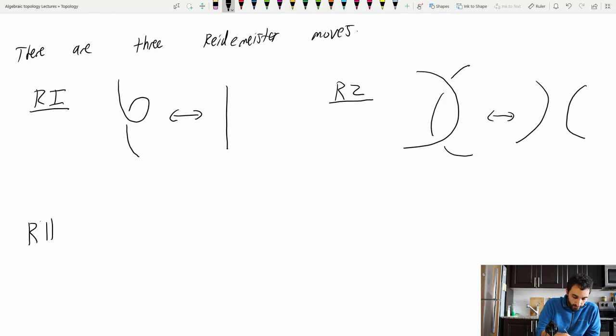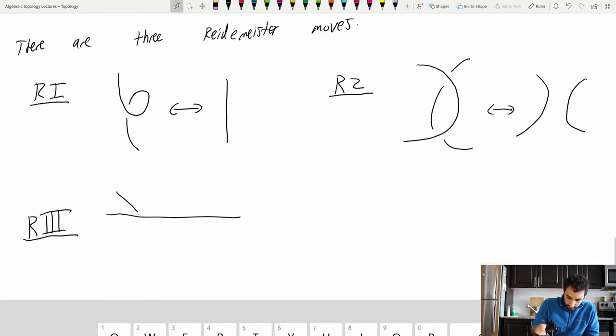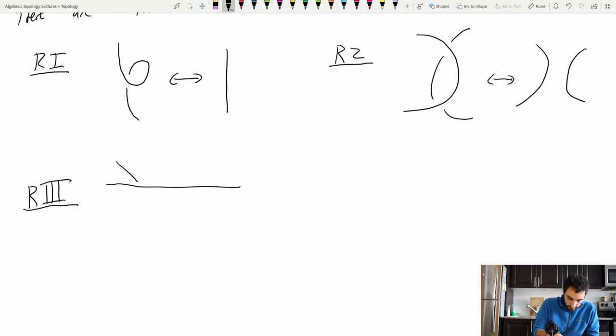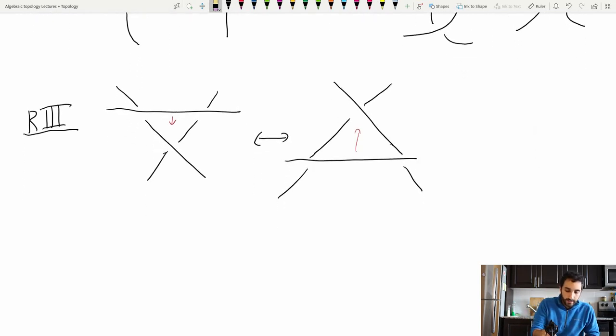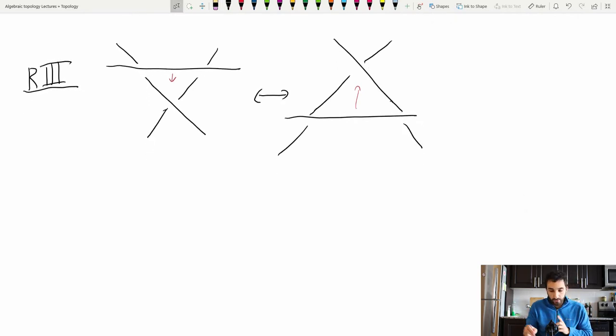And finally, there's this move R3. This one's a little more involved, but it's going to, again, look like something that just makes sense to a human. So I can move that strand, which is passing above the other two strands, downwards. So that's what this is saying. I could just move this down, or I could move that up. And it turns out that these are pretty much all of the moves you need. But before we get there, let me just show you an example of some of these in action.